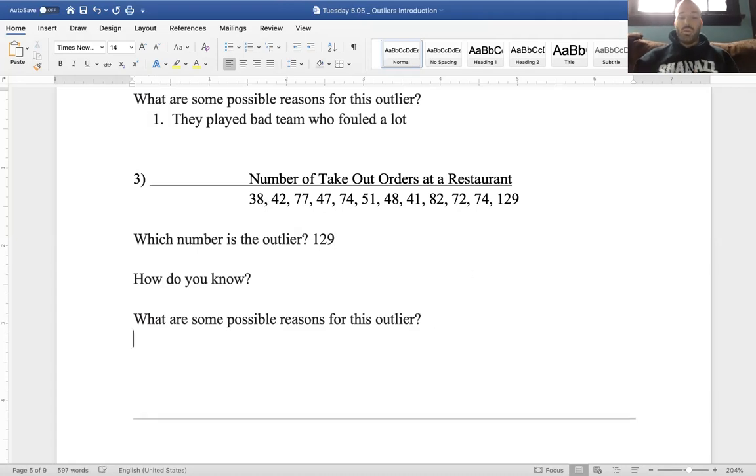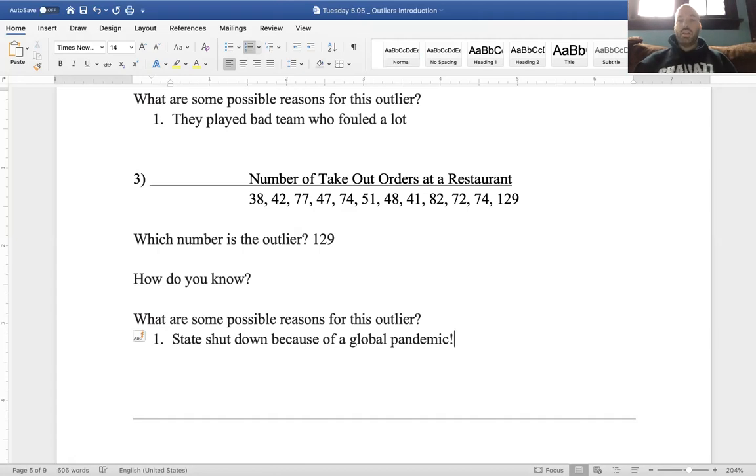Now, we've got to think about what's a reason for this. Number of takeout orders at a restaurant. We're usually in the 30s, 40s, 50s, 60s, 70s, 80s, but all of a sudden there's over 100 and a lot over 100, 129. What could be a reason? I know my first thought goes to the state shutdown because of a global pandemic. I know the restaurants in my neighborhood only do carry out orders now because you can't eat there right now. So what's another reason? Again, the more creative you are, the more fun it is.